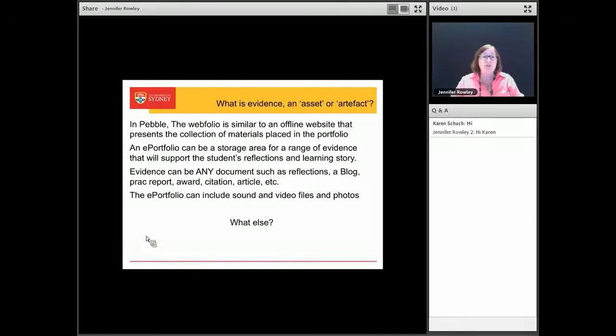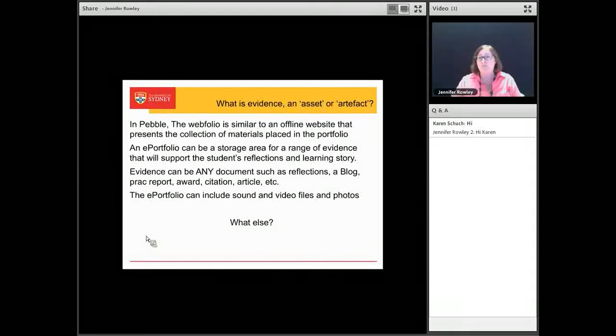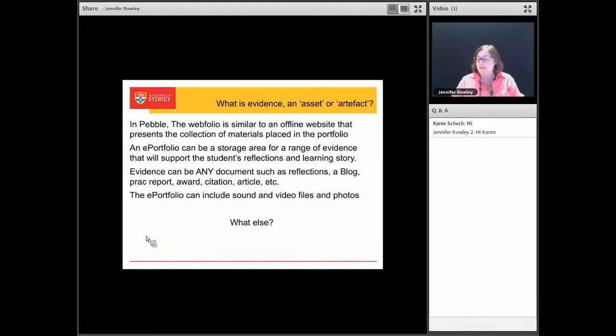At the time, our students saw that that evidence was quite limited, and we tried to tell them that it could be anything. It could be a reflection, a blog, a placement report, an award, a citation, an article that they've written. We have an undergraduate journal here at the Conservatorium of Music, so sometimes they contribute articles to it. But, very importantly, they can include sound and video files and photos. And it's really up to you, depending on your discipline, what else you might want to put into what we call this evidence or assets or artifacts.